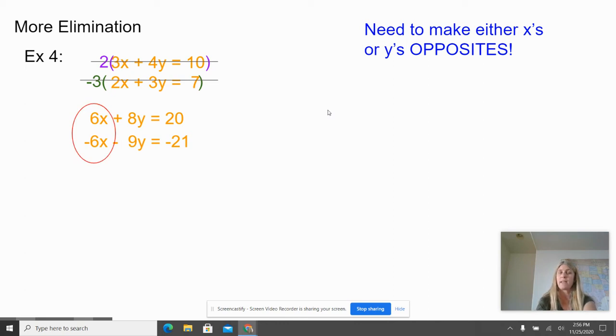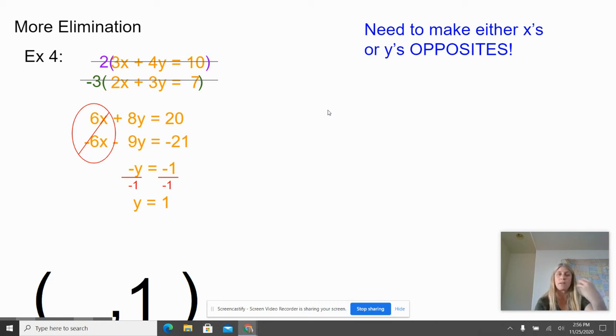So 6x and negative 6x cancel each other out. That's what we needed to do in order to start the system of elimination. 8y minus 9y is negative y, and 20 minus 21 is negative 1. Now we're going to divide both sides by negative 1 to isolate our variable, and we get y is equal to positive 1. So we can set up our answer and put our 1 in our y position.